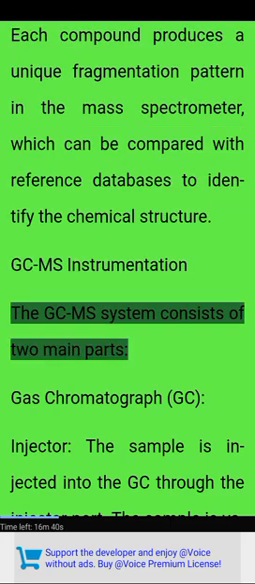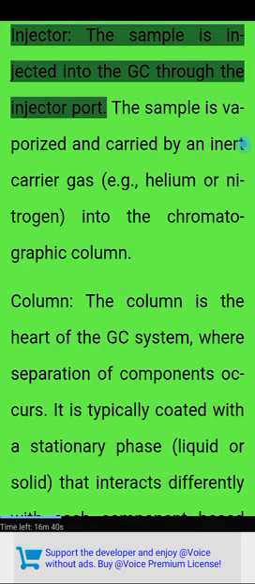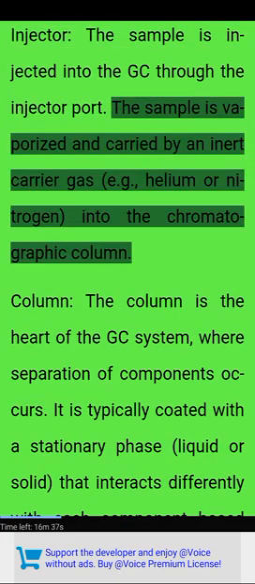GCMS instrumentation. The GCMS system consists of two main parts. Gas chromatograph, GC. Injector. The sample is injected into the GC through the injector port. The sample is vaporized and carried by an inert carrier gas, e.g., helium or nitrogen, into the chromatographic column.